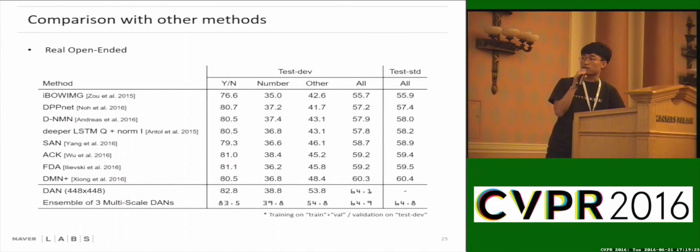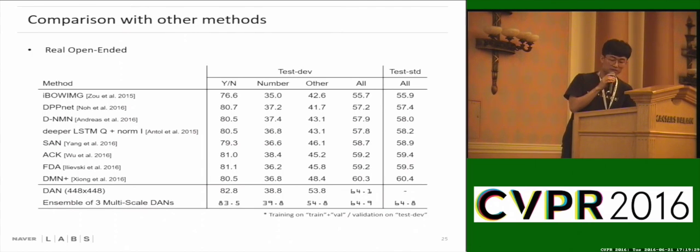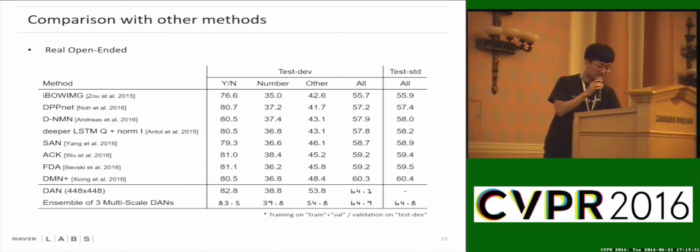This is the comparison with previous VQA algorithms. I'm sorry about the font. For the question types, our method, either with or without ensemble, outperforms the other methods by a significant margin.